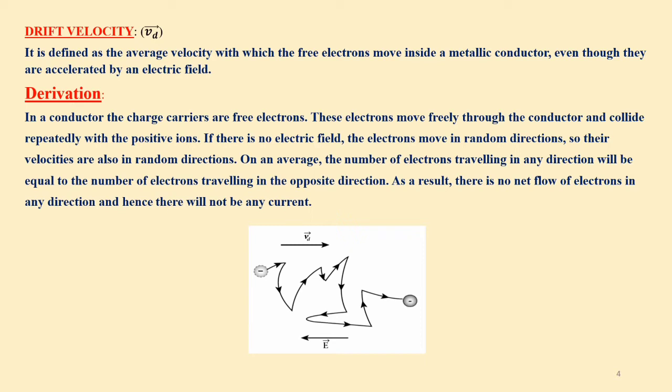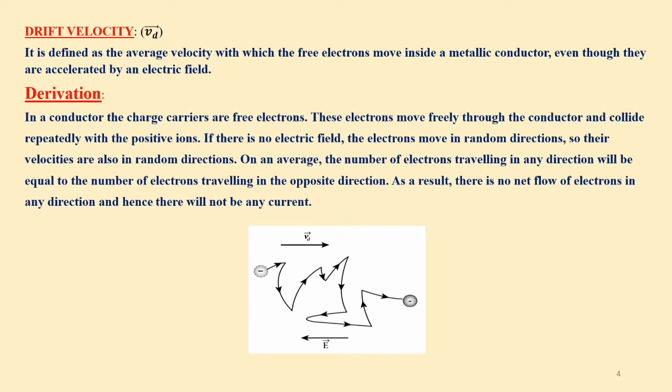If there is no electric field, that is, if the conductor is not connected to a battery, the electrons move in random directions. So their velocities are also in random directions. On an average, the number of electrons traveling in any direction will be equal to the number of electrons traveling in the opposite direction. As a result, there is no net flow of electrons in any direction, and hence there will not be any current.